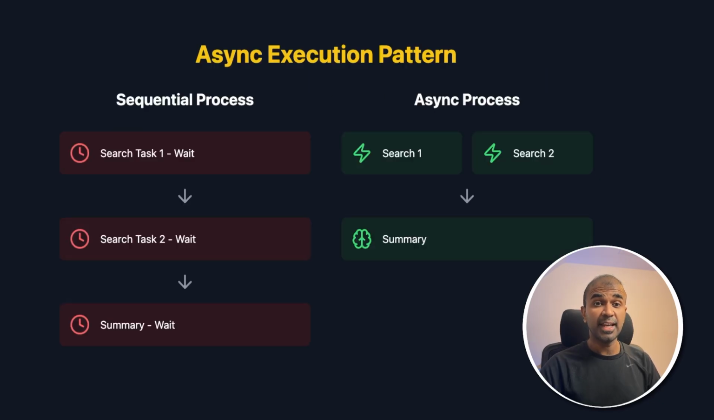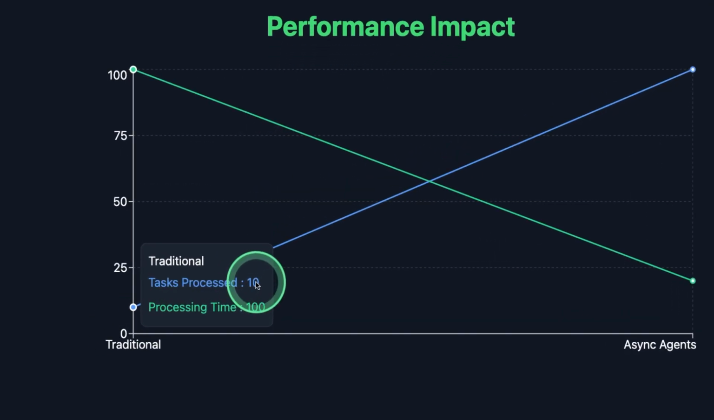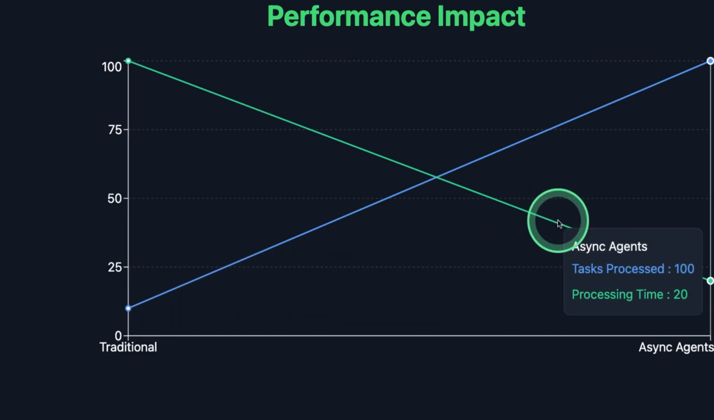First, we need to know what the asynchronous execution pattern is. Imagine you have three different tasks for an AI agent. If you are executing them sequentially using synchronous execution, it'll wait for the previous task to complete to start the next task. But in many instances, we can run all these tasks in parallel. By implementing asynchronous execution, you can see the searches are happening in parallel and then passed to the final summarizing agent. You can see the performance impact: using traditional execution, 10 tasks are completed in the time limit, and using asynchronous, 100 tasks are processed in 20% of the time.